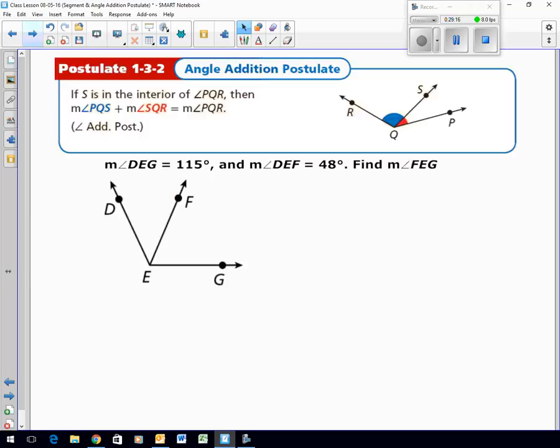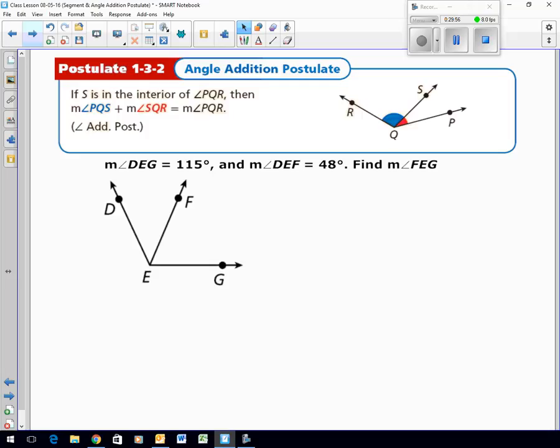Okay? All right, hey, check it out. I told you we got to do segments, and we have to do angles today. So the angle addition postulate, okay? The angle addition postulate is simply this. If S is in the interior of angle PQR, remember I told y'all it would look like this, the angle symbol, it no longer means less than or greater than, now it means angle, okay? Then the measure of PQS plus the measure of SQR equals the measure of PQR.